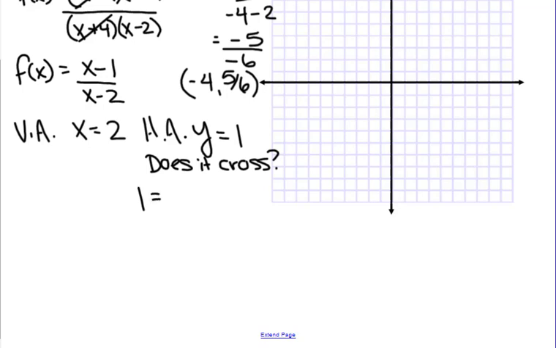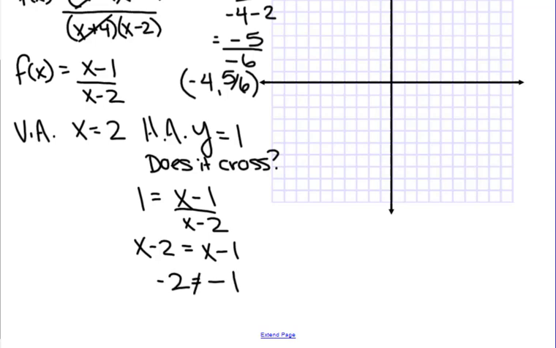So 1 is equal to (x - 1)/(x - 2). x - 2 is equal to x - 1. And we get -2 is equal to -1. Well, that's not true, so therefore, no, it does not cross.